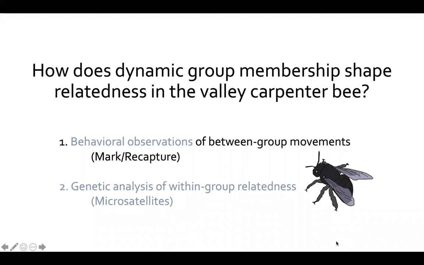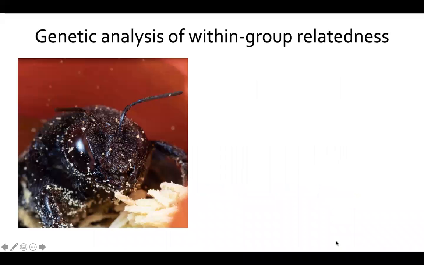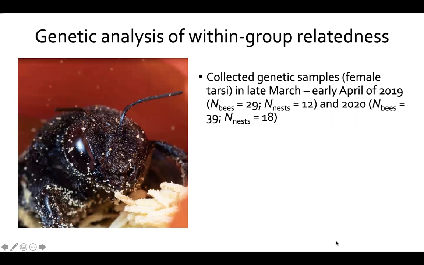Now, having confirmed that group membership is highly dynamic in this species, we can address the question of how this dispersal behavior affects relatedness in nesting groups. To that end, we collected genetic samples from female bees at the beginning of the reproductive season, when we expect the majority of dispersal and nest switching to happen.